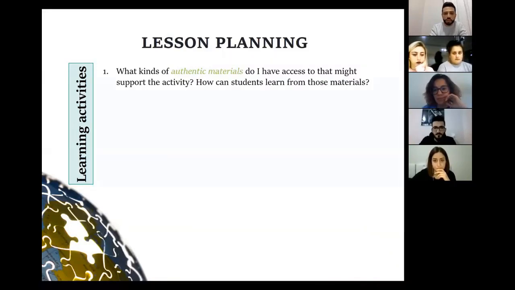The first question is about the materials that we bring into the classroom. What kind of authentic materials do I have access to that support the activity? How can students learn from those materials? We have to bring really authentic materials that can help students build awareness. For example, if we're teaching about not trashing plastic bags randomly, but being responsible, then we can bring all these materials into the classroom. They're authentic materials and help our students, like young learners, to understand what we're talking about.